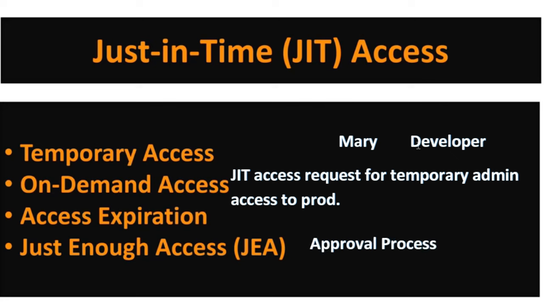And then this request goes through an approval process where a manager or an automated system reviews and grants access for a limited time. And then Mary receives the admin permissions to fix the issue, but these permissions are set to expire after 2 hours. So it ensures that our access is automatically revoked without needing further intervention.